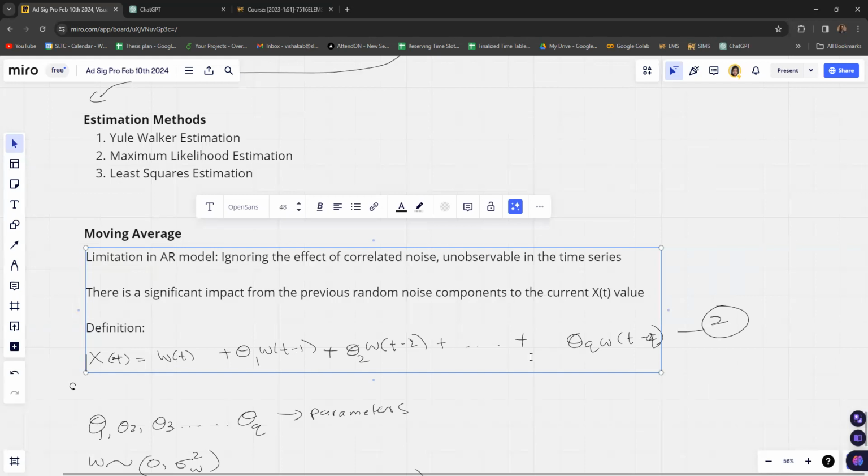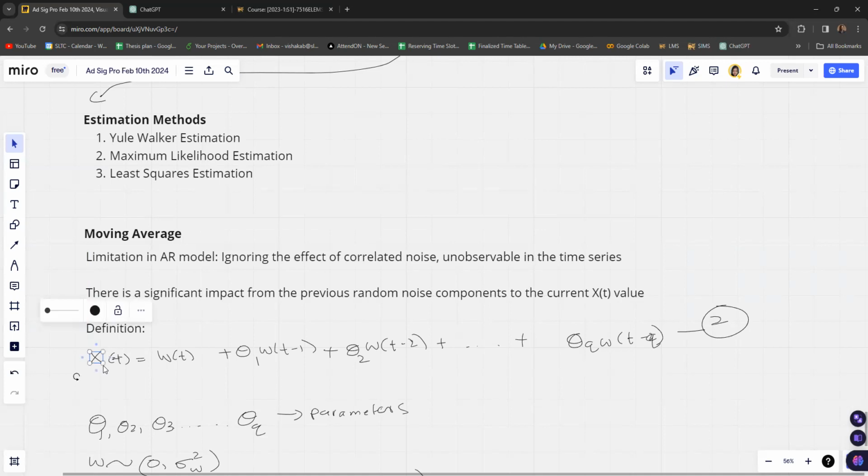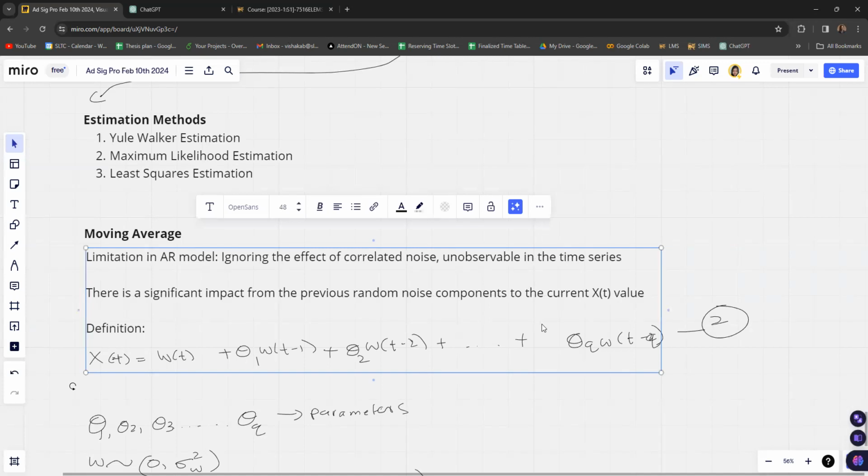And these noise samples can also go up to q past values. The combination of all the past values of the noise is taken into consideration when defining the current value of the signal xt. So xt can be modeled using past values of the noise.